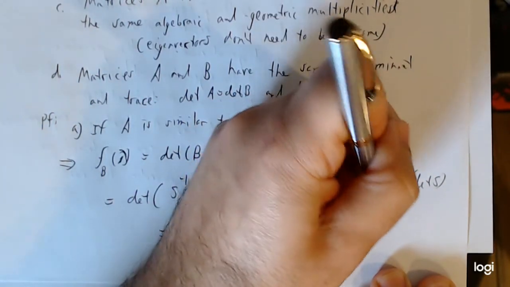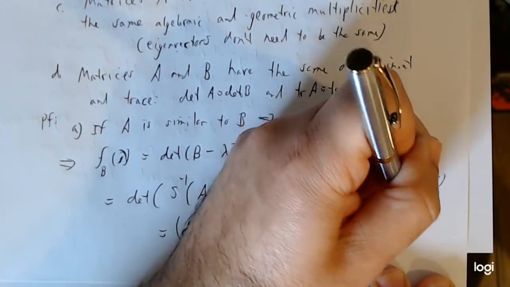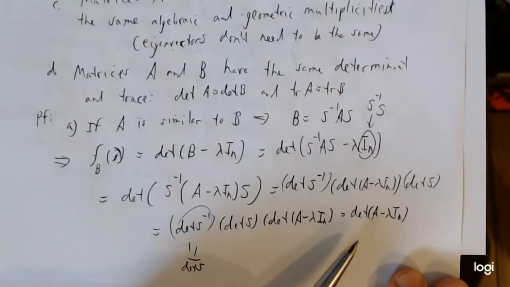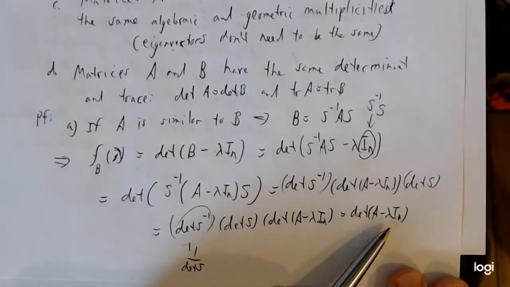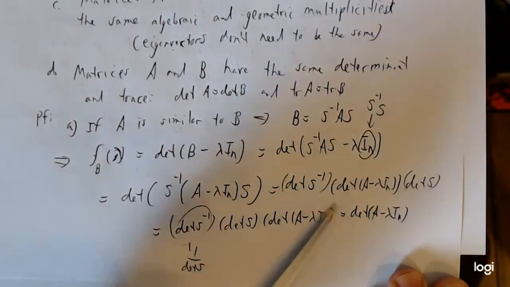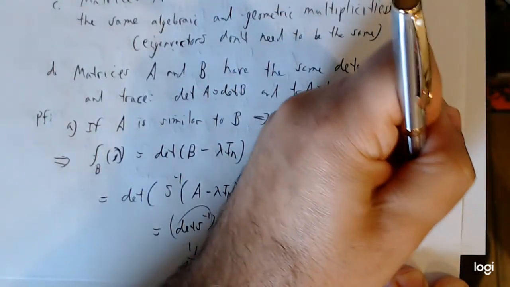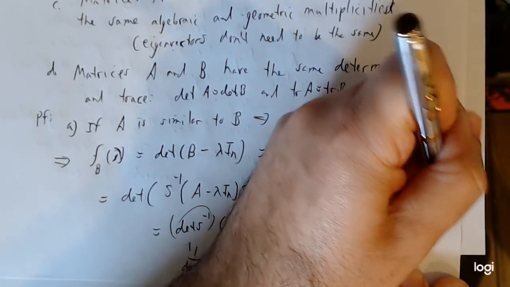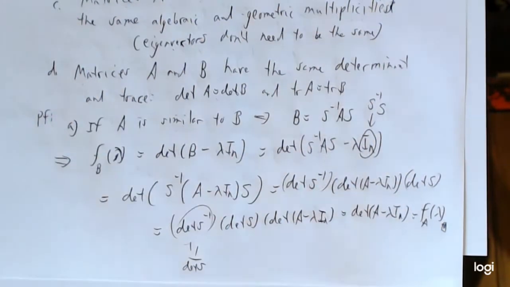The determinant of A minus, see, this is so cool because what did I end up with? The determinant of A minus lambda times I sub n, which, what is that? That's the characteristic polynomial of A. So that's F sub A of lambda. And that completes our proof, right?